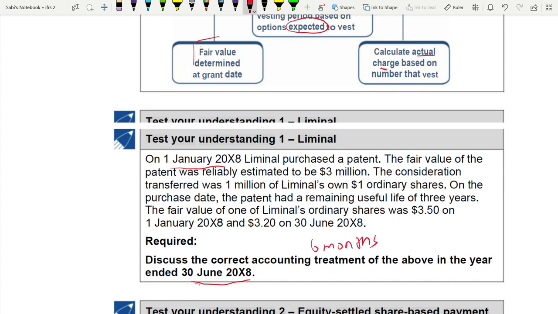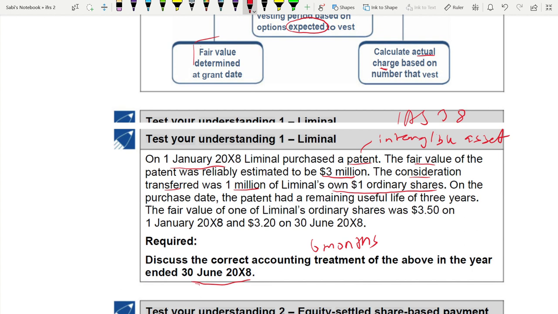So here Liminal purchased a patent. What is a patent? It is an intangible asset. Keep this in mind. Intangible asset, IAS 38. You deal with it according to IAS 38. The fair value of the patent was 3 million. Consideration transferred was 1 million. How did they give this? They bought this patent from a third party, but they paid in its own $1 shares. You see, they didn't pay in cash. They transferred the consideration in own shares.